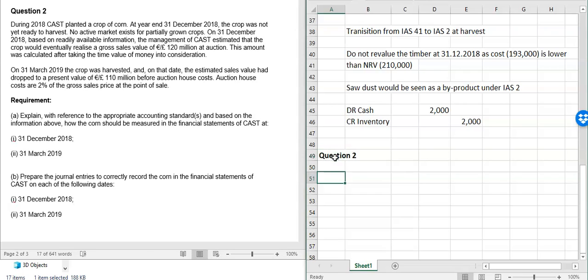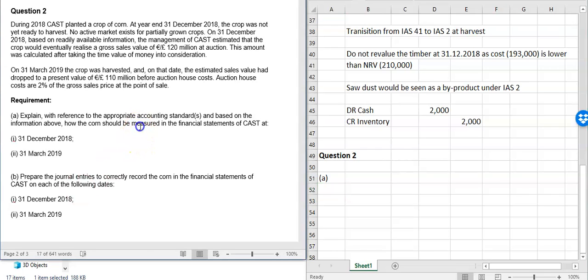And we're going to look at part A. So you're told here, explain with reference to the appropriate accounting standards, based on the information above, how the corn should be measured in the financial statements at the end of 2018 and in March 2019. And then part B is give the journal entries to correctly record the corn in the financial statements at the following dates.